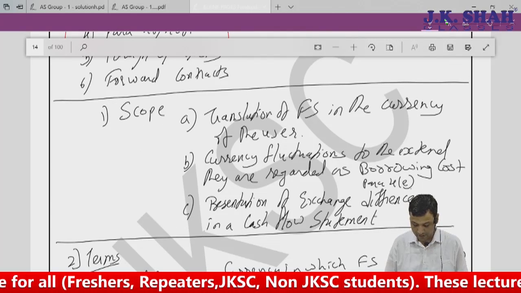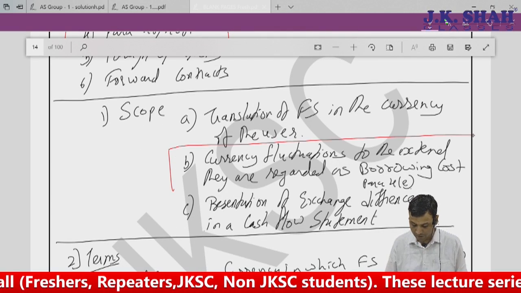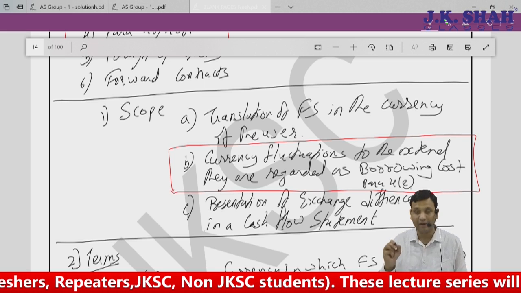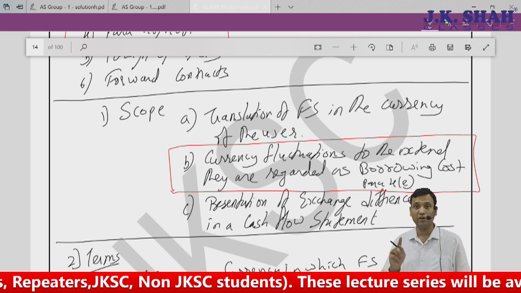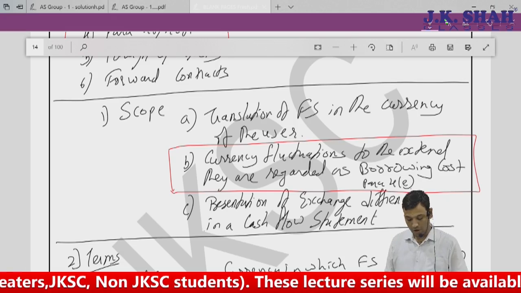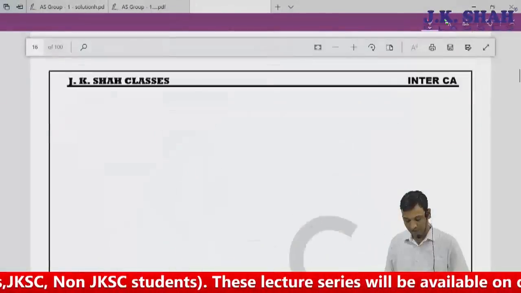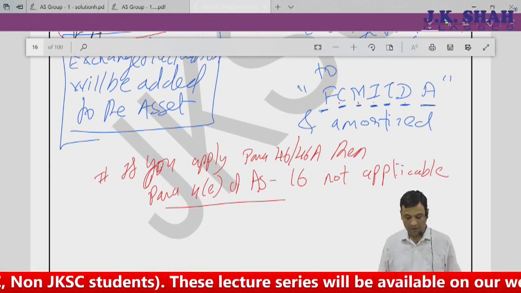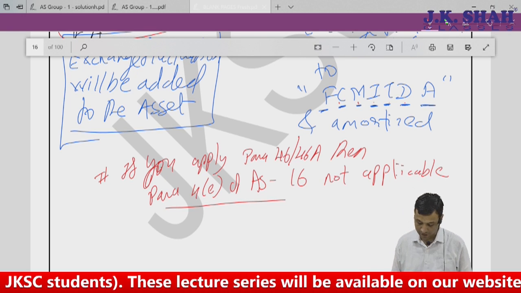In the scope I had clearly mentioned that something will be covered only by that. That exchange fluctuation is to be covered by AS16 only. But if you are applying para 46, not a single exchange fluctuation will be covered by AS16. It will only and only be para 46, 46A.